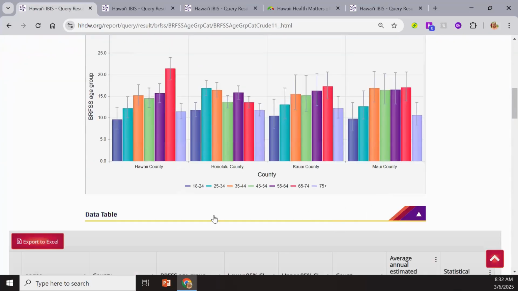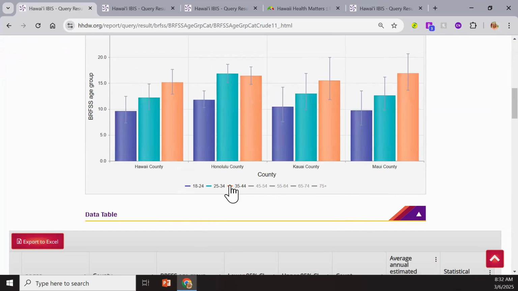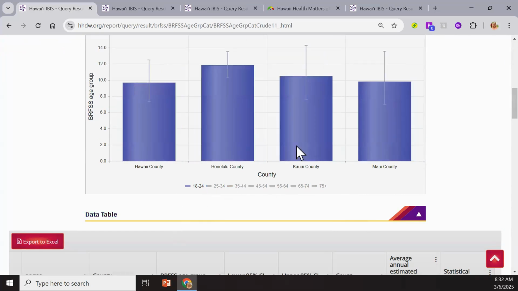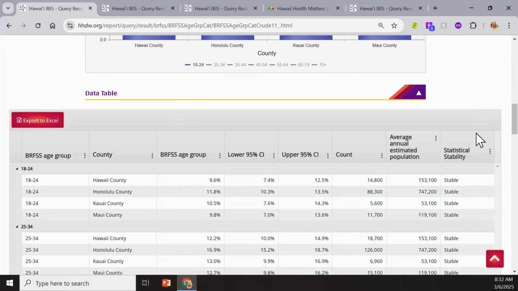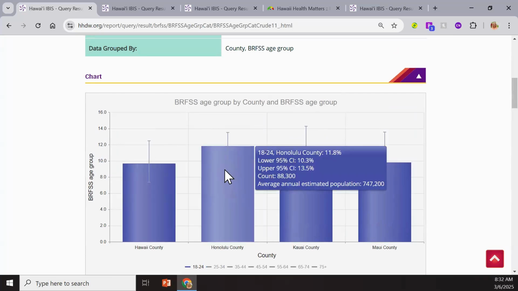So here we can see all of the different age groups, but one nice thing about the system is that you can click on these and they will toggle on or off. So if we were interested in only 18 to 24-year-olds, here is a more clear visual picture. We also, of course, have the data table. So the answer to that is Honolulu County with 11.8%.